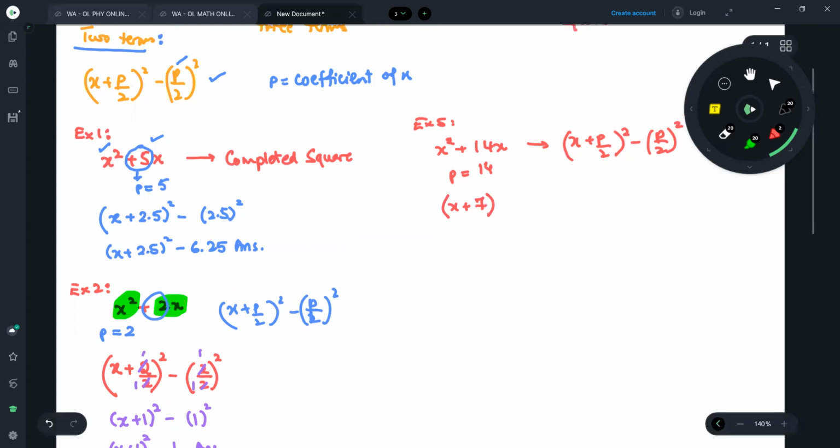So x plus 7 whole square minus 7 whole square. That's going to be x plus 7 whole square minus 49. What do you say? Yes, sir. So Fatma, I gave the whole answer, what did you do?